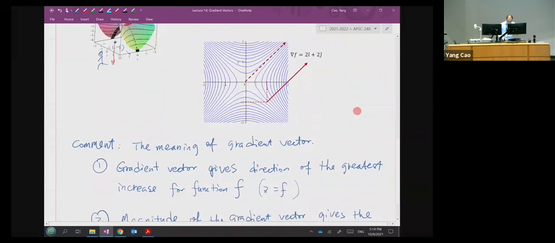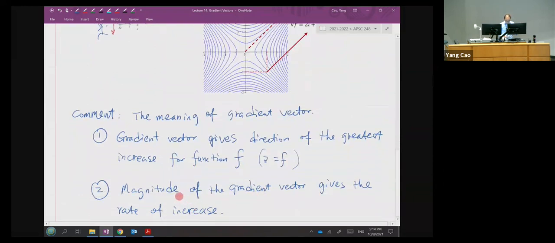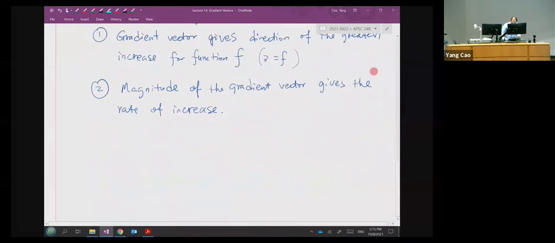And then the second comment: the magnitude of this gradient vector is the rate of change. So you would say, if I go in that direction, how fast am I going up? What's the rate of change? That's given by the magnitude of this gradient vector. So it's a very, very important vector, as a matter of fact. Okay, so let me show you an example here.